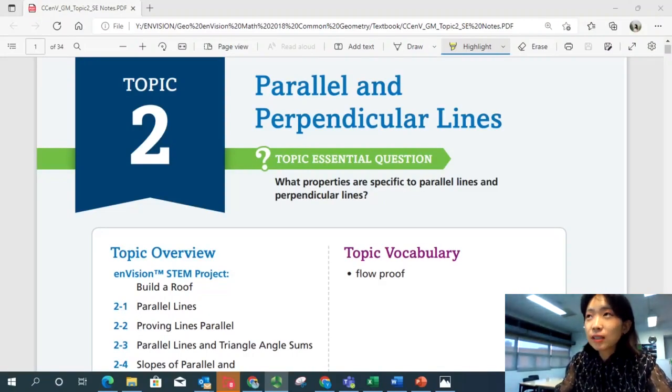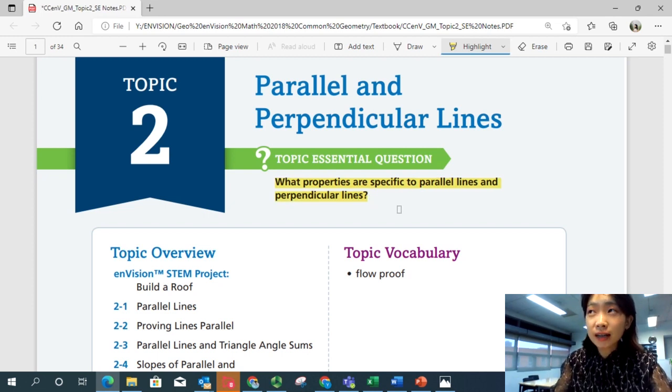Hi, this is Geometry, topic 2. In this topic, we'll look at parallel and perpendicular lines. The topic essential question is: what properties are specific to parallel lines and perpendicular lines? So we'll see a lot of lines in this topic and see the relationship between parallel lines and perpendicular lines and any properties that come with it.